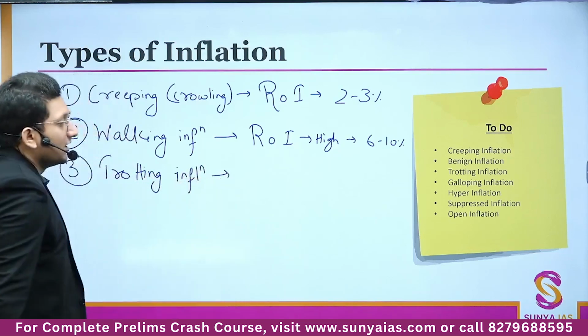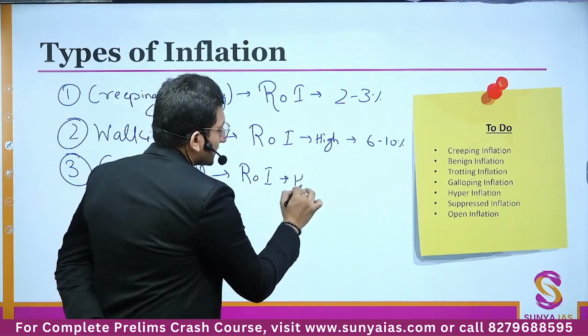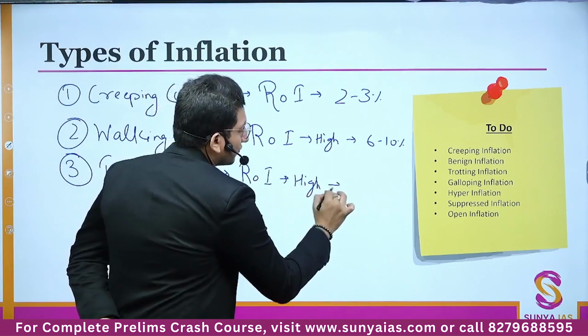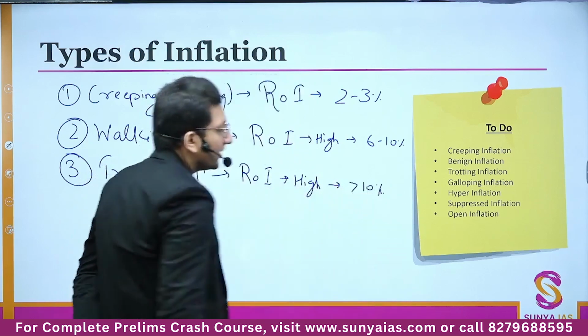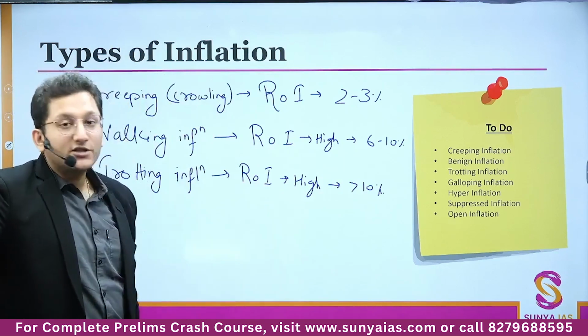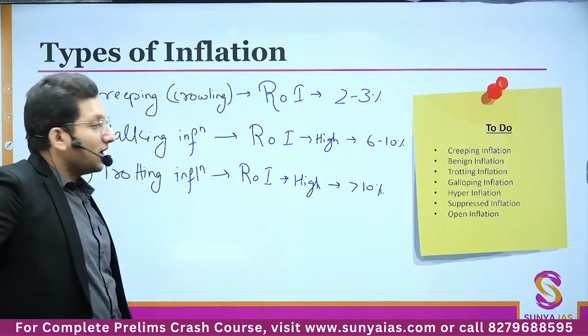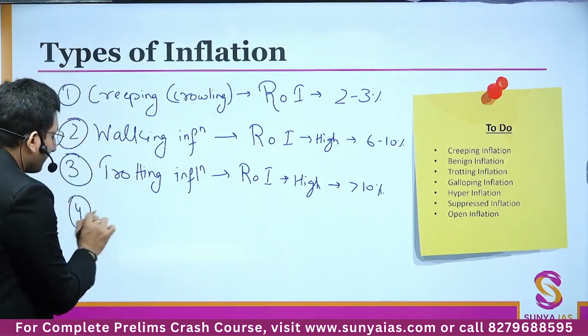Trotting inflation. Here the rate of inflation is high, and that goes for more than 10%. Jab aapka rate of inflation 10% se zyada hoga, that we will call a trotting inflation. Okay. Then the fourth one we have galloping inflation.